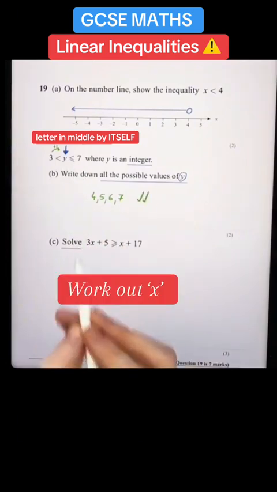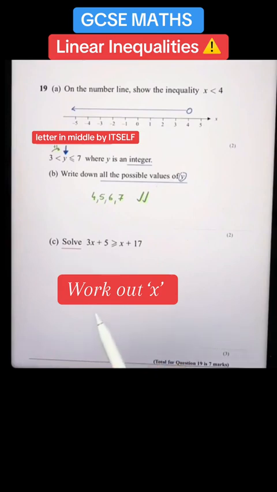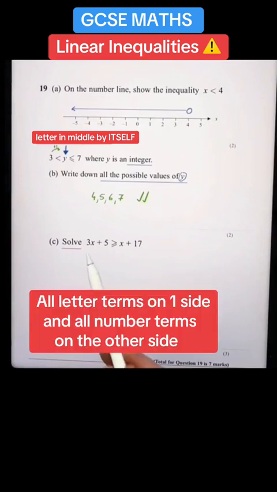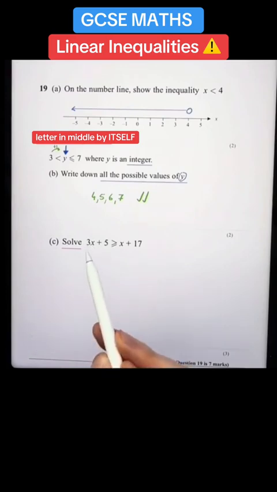Solve means to work out. In this case, I'm working out the value of x. As I currently have x's on both sides of my inequality, my first step is to get all the x terms on one side and my number terms on the other side. As I have more positive x on the left, as I've got positive 3x, I've only got positive single x on the right. I'm going to bring all my x terms across to the left.